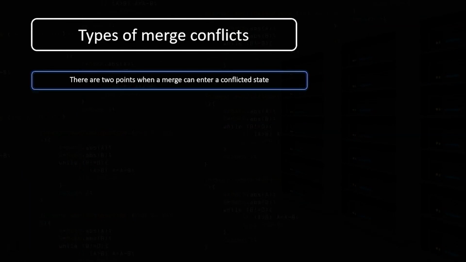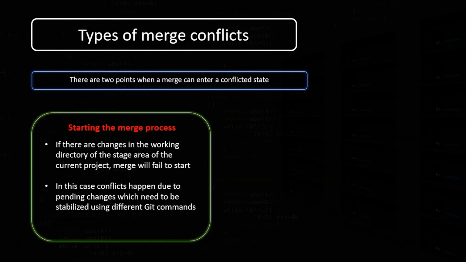The main types of merge conflict: there are two points where a merge can come into a conflicted state. The very first one is when starting the merge process. If there are changes in the working directory that are getting moved to the stage area of the current project, the merge will fail because of the modifications present in the working area. So in this case, conflicts happen due to pending changes.